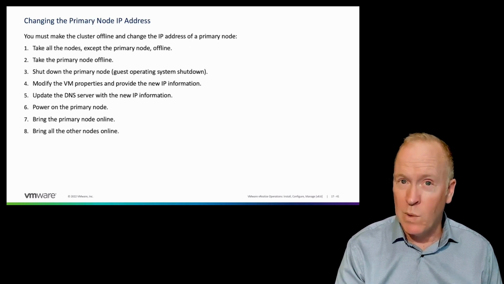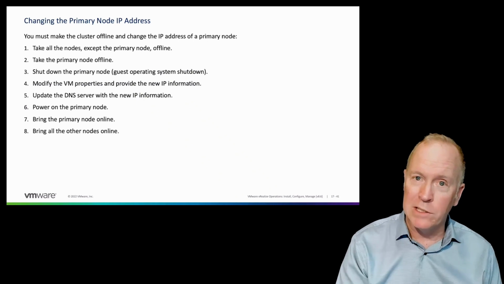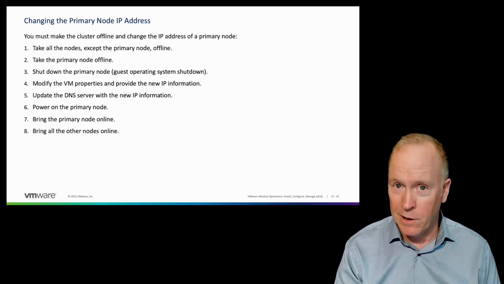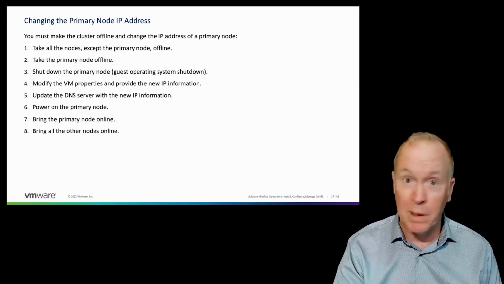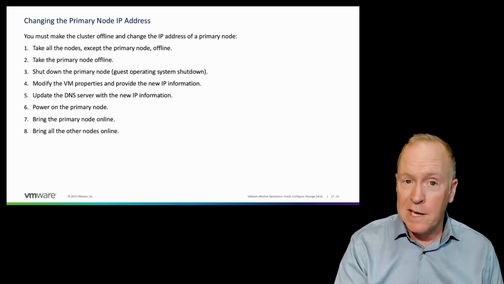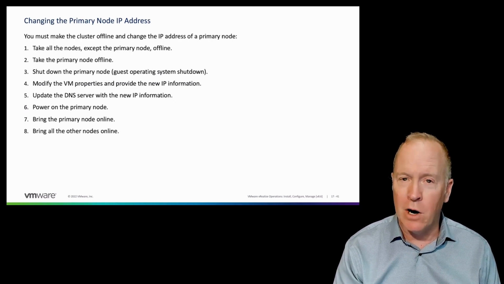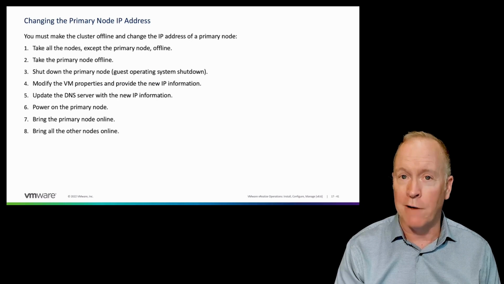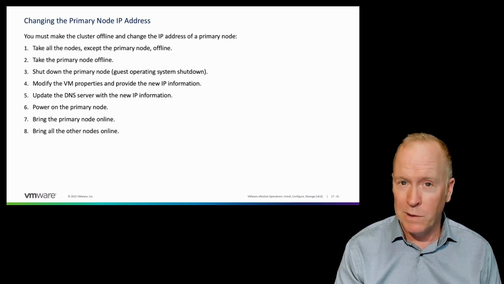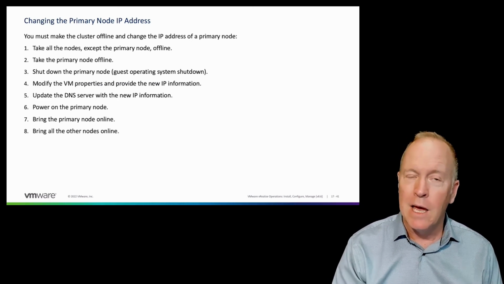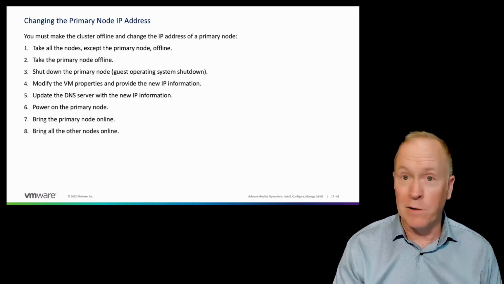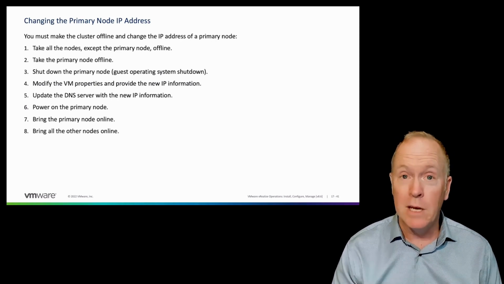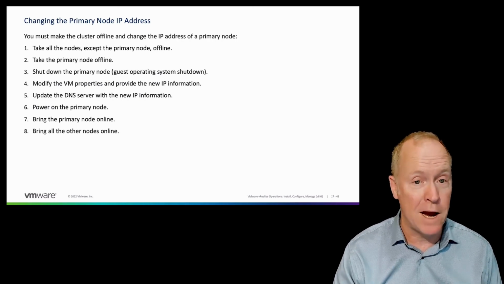On the other hand, if you want to change the IP address of the primary node, the process is similar, but it's more involved. Step one is you need to take all the non-primary nodes offline. The reason why we're doing that is in step two, if you want to take the primary node offline, the other nodes have to already be offline. So you take the non-primaries offline.